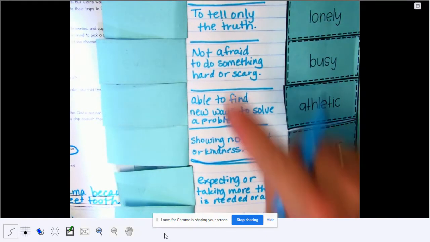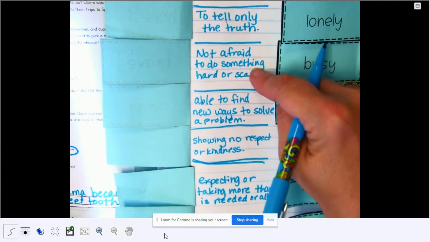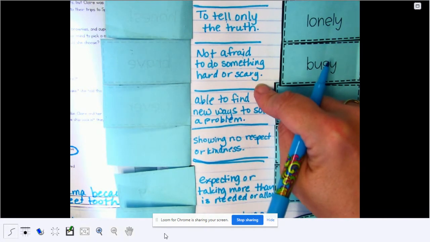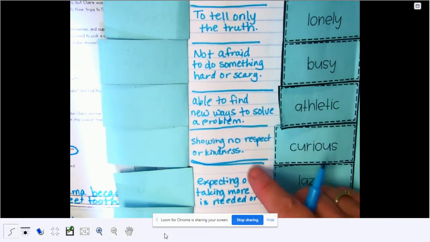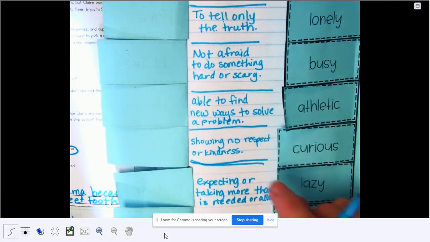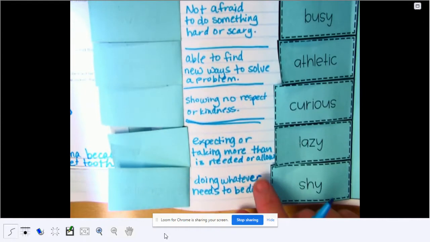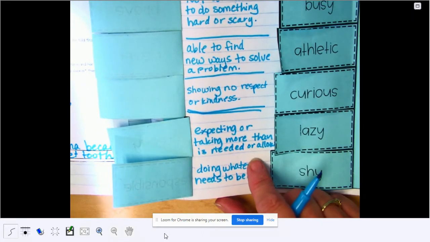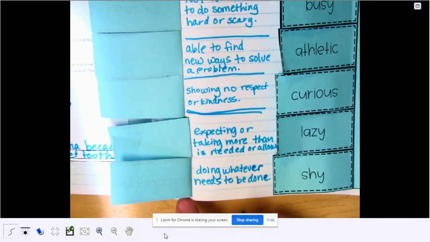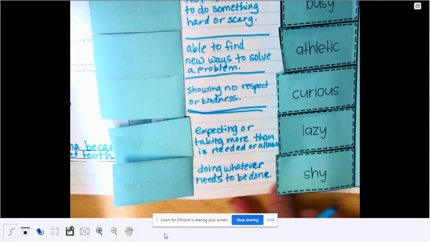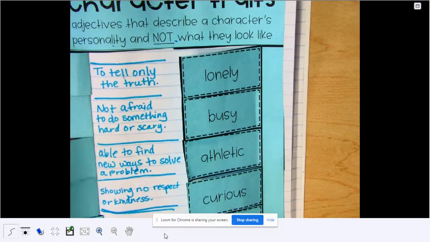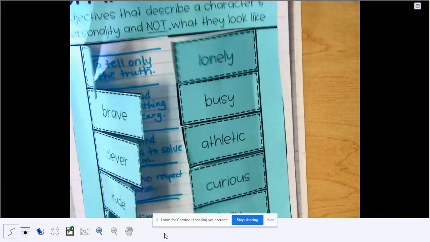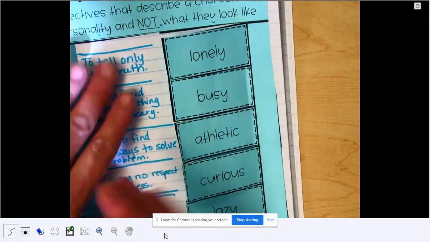All right, so that's this side. Honesty, to tell only the truth. Brave, not afraid to do something hard or scary. Clever, able to find new ways to solve a problem. Rude, showing no respect or kindness. Greedy, expecting or taking more than is needed or allowed. And responsible means doing whatever needs to be done. Okay, we're going to go to the next side. Actually, I'm probably just going to leave that open so it'll be easier.